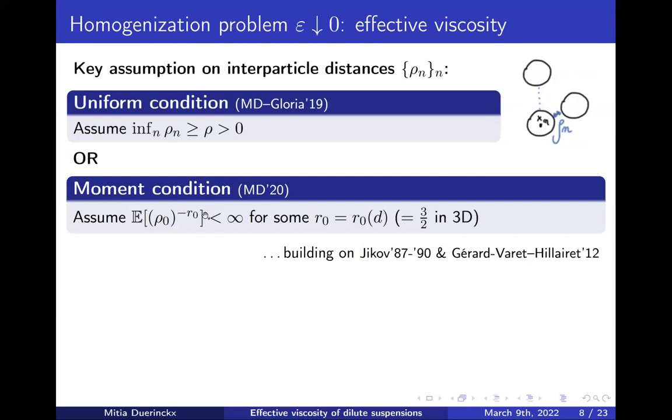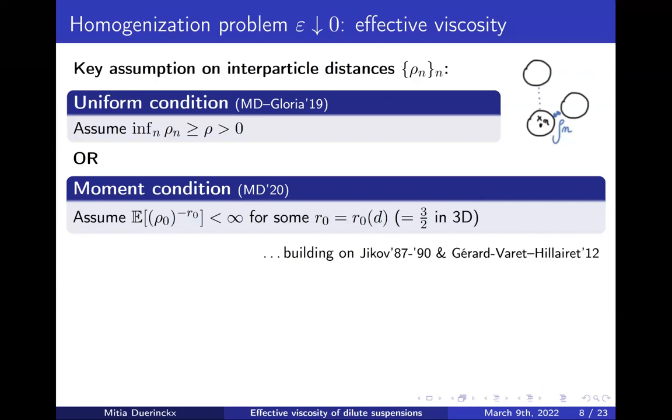Here, you are not in a scalar case. It's actually much more complicated because you have the incompressibility constraint. And so the only thing you can prove is that you still have homogenization, provided you have this kind of moment condition, which is actually still quite strong. So in dimension 3, it will be a moment of order 3/2 on the inverse of interparticle distances. So this is already much better than a uniform condition.